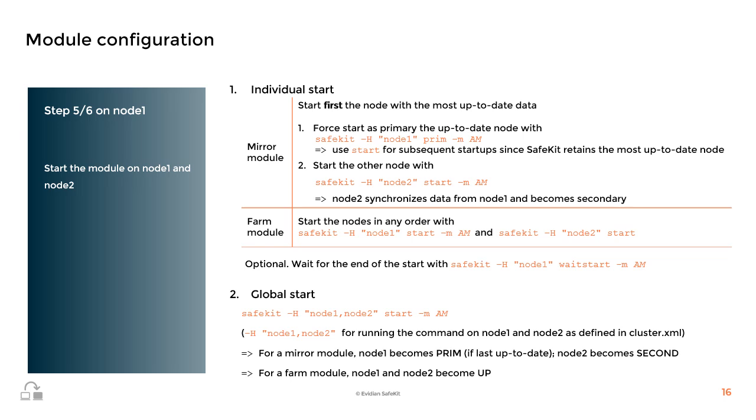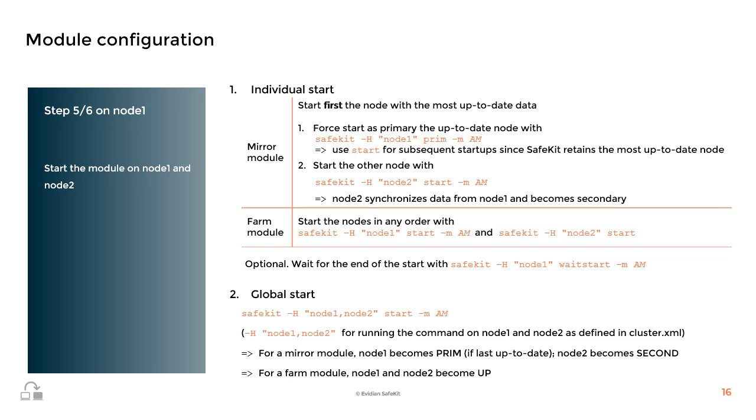Optionally, you can wait for the startup to complete by using the safekit waitStart command. Option 2 is a global start where you can start the module on both nodes simultaneously. Use the safekit start command. The option -H node 1 node 2 specifies that the command should be run on both node 1 and node 2 as defined in the cluster.xml file.